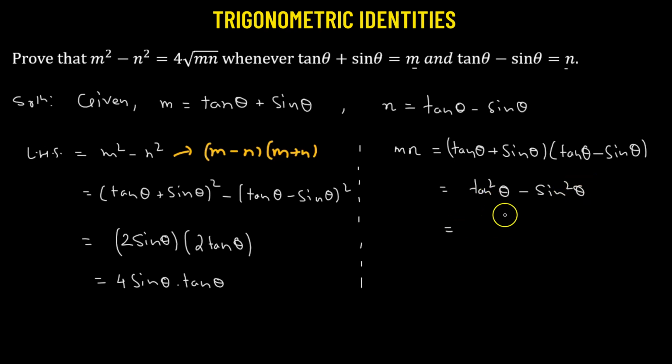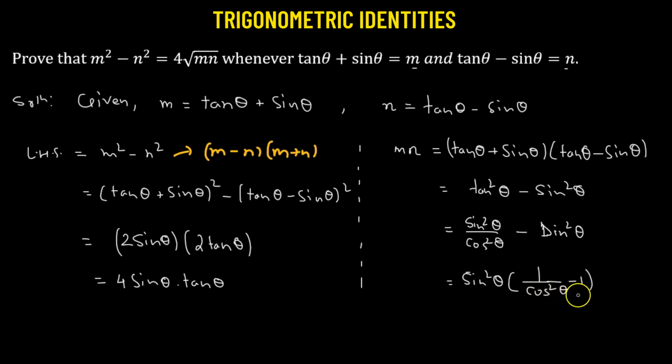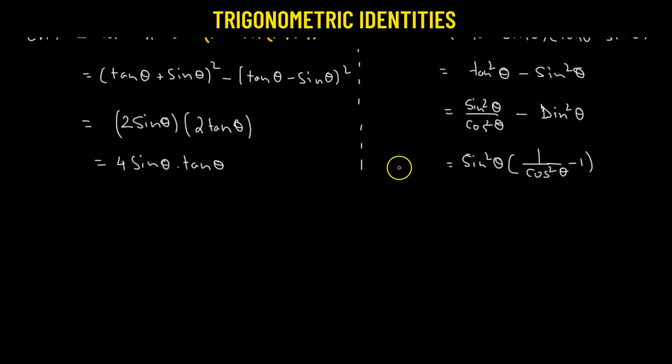Now we know that the tangent function is the ratio of the sine over cosine function. So tangent squared theta can be expressed as sine squared theta divided by cosine squared theta, minus sine squared theta. Now if we take sine squared theta as the common factor, we have sine squared theta multiplied to 1 over cosine squared theta minus 1, which is the value of mn. So this will be equal to sine squared theta multiplied to, now 1 over cosine squared theta, that's secant squared theta. That's because the secant function is the reciprocal of the cosine function. So we have secant squared theta minus 1.